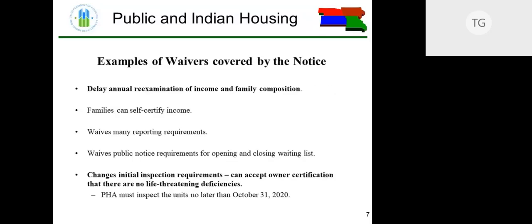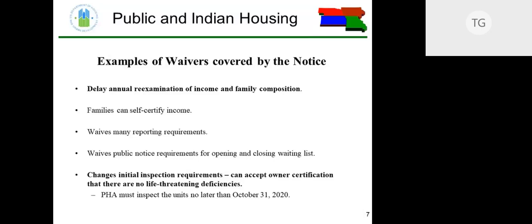Slides 7 through 9 outline a few of the more relaxed guidelines in the waiver. There are many waivers. I'm going to go over just a few of them for you. The ones I'm going to discuss are highlighted on the slides. The delay of annual re-exams is important because program participants may not be able to get documentation that is required to certify income due to the pandemic.